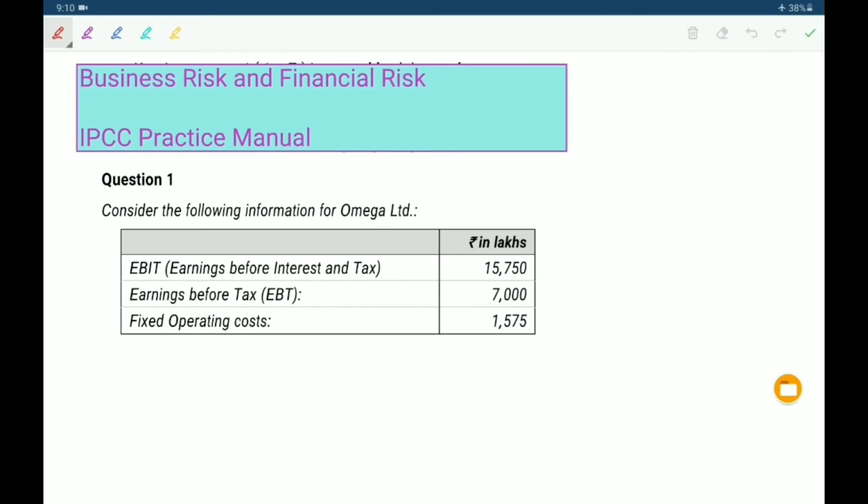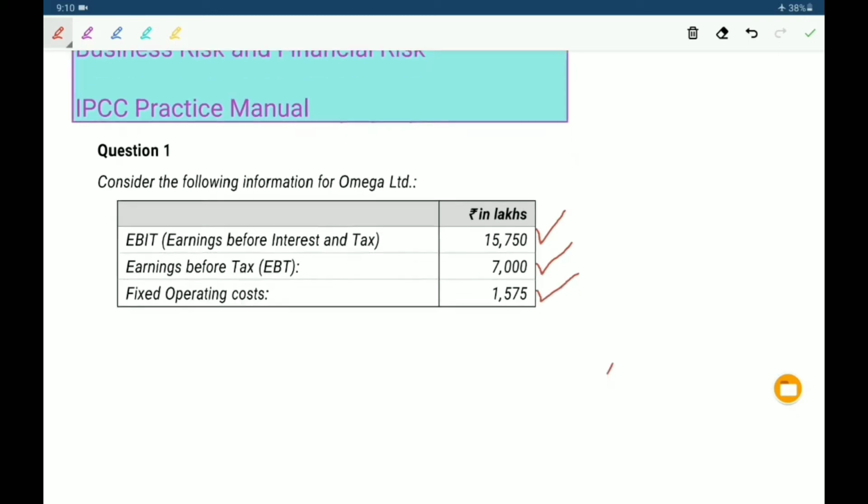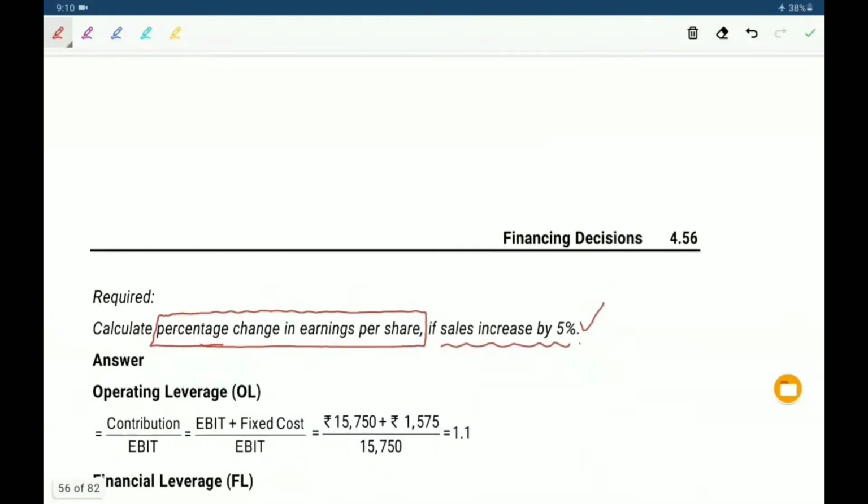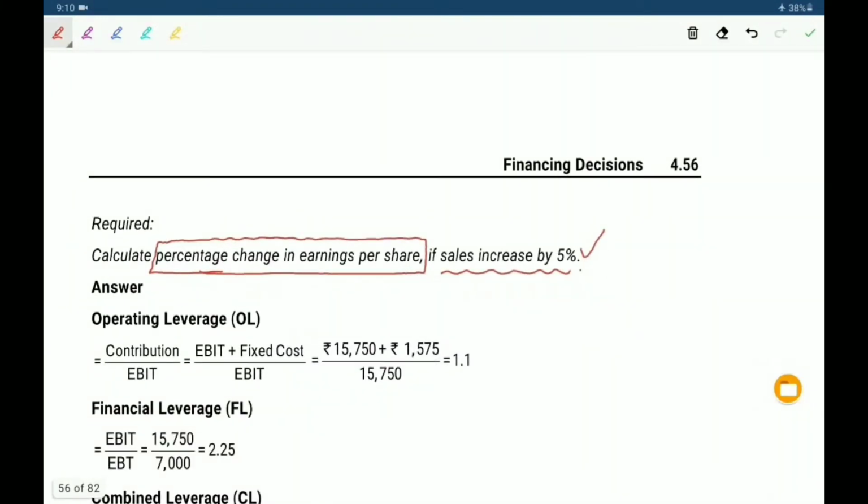Question 1. Consider the following information for Omega Limited. EBIT, earning before interest and tax, 15,750. Earning before tax, EBT, 7,000. Fixed operating cost, 1,575. Calculate the percentage change in EPS, earning per share, if sales increases by 5%.